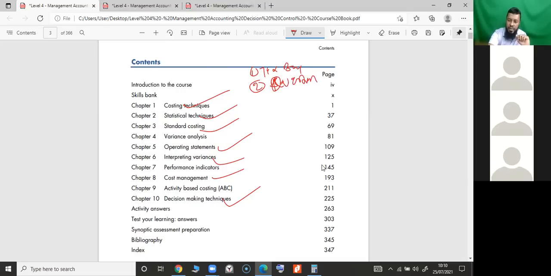BPP says question bank, Kaplan says exam kit, and Osborne says workbook. Do it. Number 3, mock exams. Today we're going to do one mock, which I have already sent you, but I'm going to share the screen anyway. The screen is being shared. Mock exams you must do at this level. My suggestion is 4: 2 from your My AAT online, and 2 from BPP or any other textbook you're using.